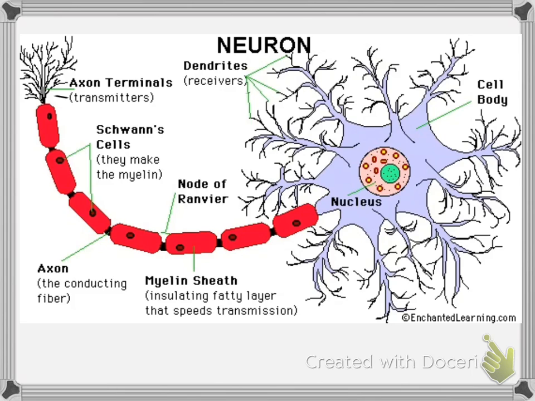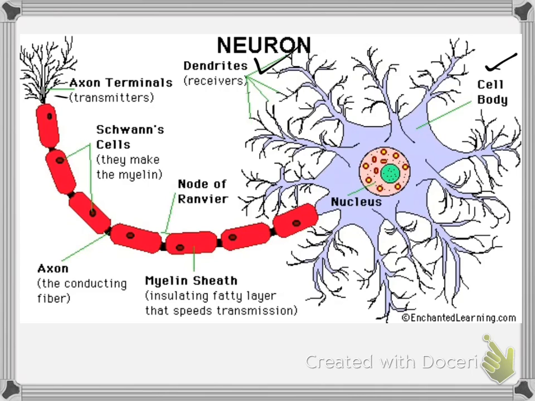This is a neuron. A neuron has several parts that you need to be aware of. First are dendrites. Dendrites are these protruding, kind of purplish finger-like projections that come out of the cell body. They receive the signal from other neurons.